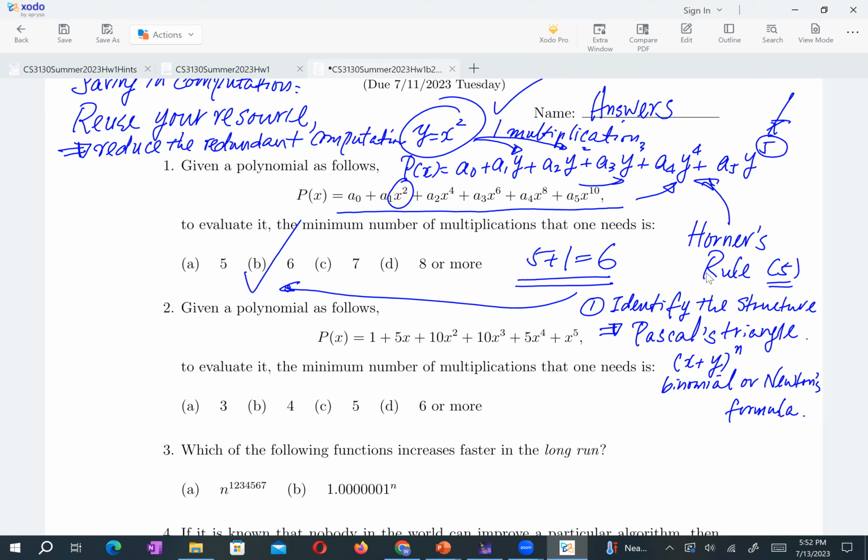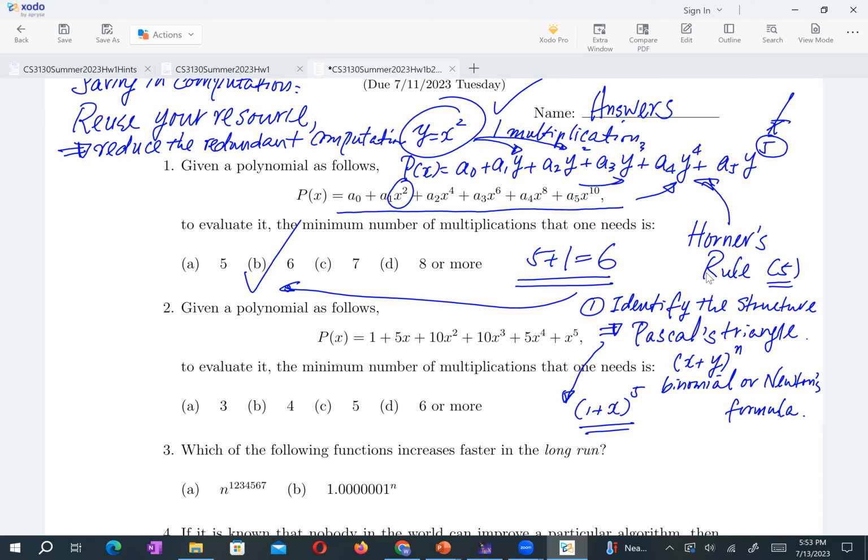That's a critical step. After you get that, there is another important thing. After you identify it, you can quickly write it as (1 plus x) to the 5th. After that, you need to compute it in an efficient way, not just the straightforward way.